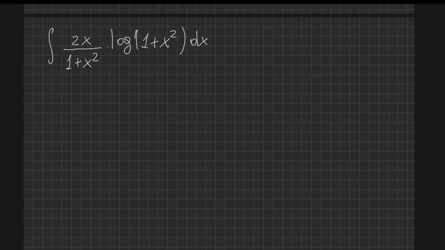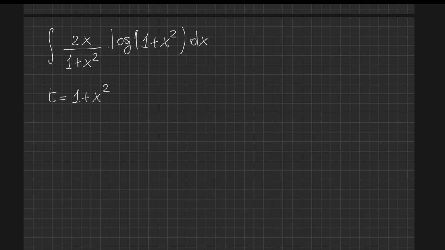As tradition to this channel, the last integral has to be difficult, or at least has to look difficult, like this one. So let's have a look. Here we have 1 plus x squared inside the log, and here in the denominator. And here in the numerator we have 2x, which is exactly the derivative of 1 plus x squared. So a good first substitution can be to put t equal to 1 plus x squared again.